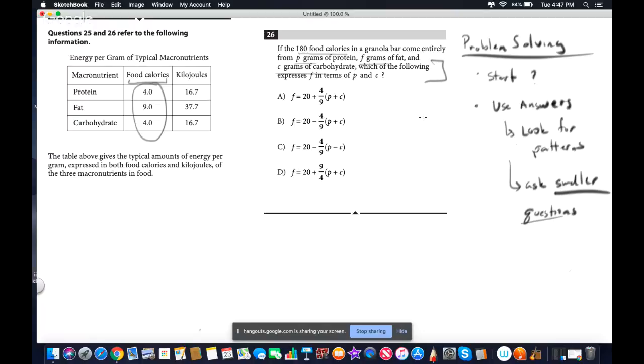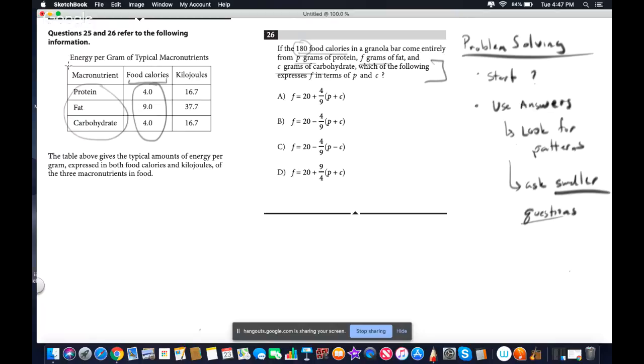But sometimes when the questions are coming at you and you're worried about time, you may not totally process that we're talking about food calories, and the 4/9, 9/4 thing lets you know where to go. So we know we're dealing with food calories, and we know we're dealing with these categories right here. And it says 180 food calories come from p grams of protein. Okay, so we have protein, carbs, and fat here.